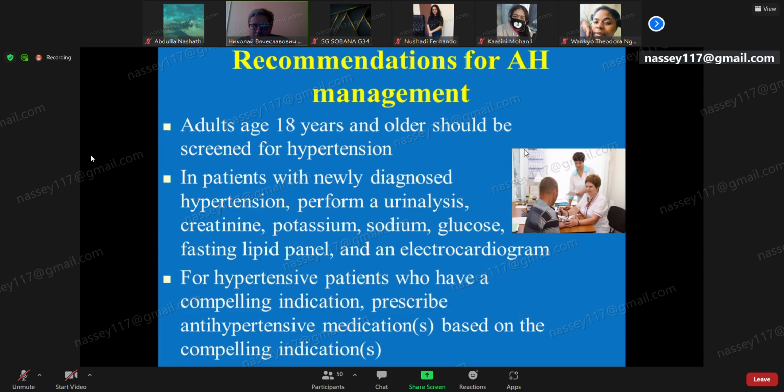As for patients with arterial hypertension, for all of these persons and their relatives, we should organize the screening for hypertension by a timely periodical measurement of BP level. In patients with newly diagnosed hypertension, perform analysis, urinalysis, creatinine, potassium, sodium, glucose, fasting and lipid level, and an electrocardiogram.